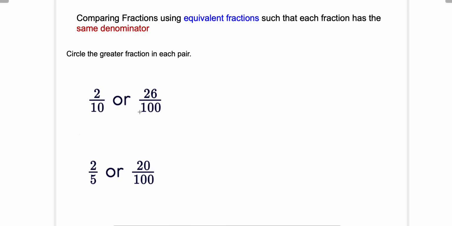So what we're going to do is create equivalent fractions such that we end up with the same denominator. Just like we did in the other one, we're going to find the multiples of 10 and the multiples of 100. But I want you to notice something now. Remember, you just want the same denominator.